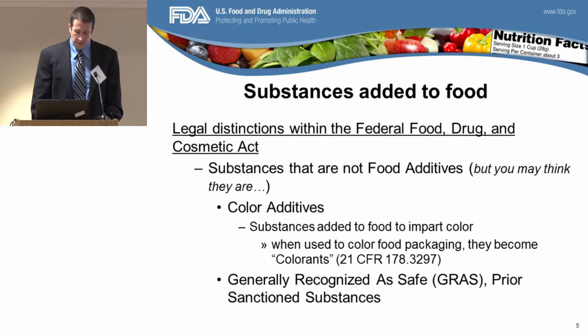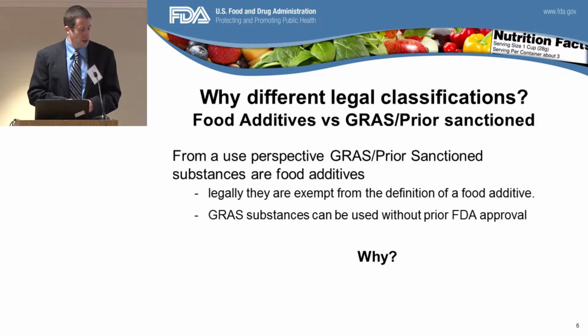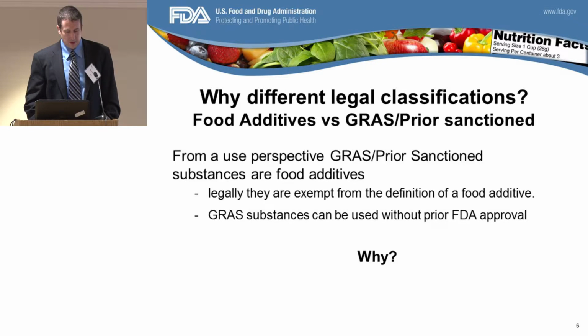The other thing is substances that are termed generally recognized as safe, as well as prior sanctioned substances, and we'll get into that in a little bit. So, as we said before, from a use perspective, things such as generally recognized as safe substances that are added to food or used in food packaging, as well as prior sanctioned substances, you would say, oh, those are food additives. But for the purposes of the Food, Drug, and Cosmetic Act, those substances are exempt from the definition of a food additive. And as we've stated before, GRAS substances can be used without prior FDA approval. We'll get into that more further in the talk.